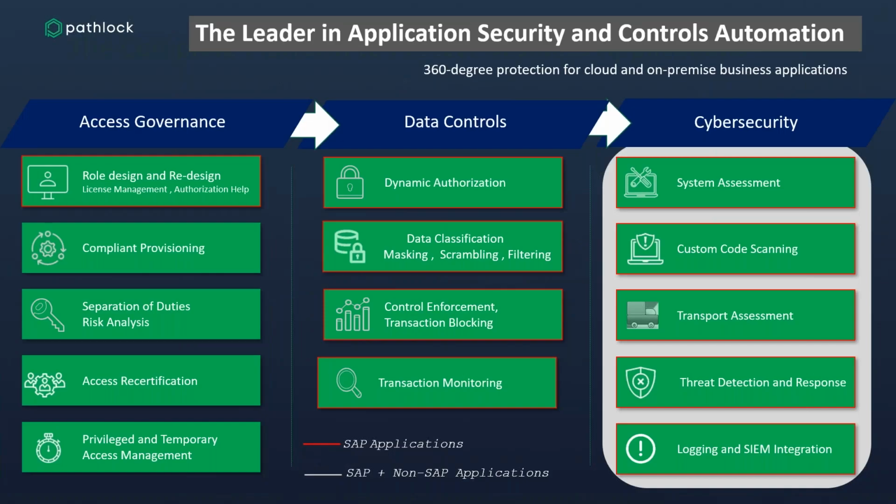Now, what I want to do is dive into a couple of things that PathLock can help you with. PathLock as a company can offer a lot around SAP applications, but one thing that we can do is system assessment, custom code assessment, transport assessment, threat detection, and we can also send data to your SIEM tools so that your SOC team can be aware of what's going on in your business critical application, which is SAP. So we can offer a lot of solutions around it. I'm going to dive into these areas, but one of the areas that I'm going to dive a little deeper into and also show you a demo is around threat detection and response.